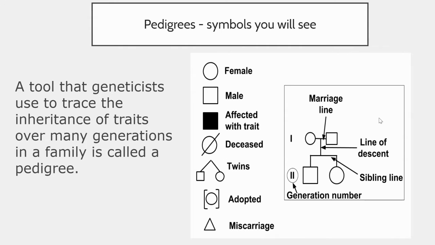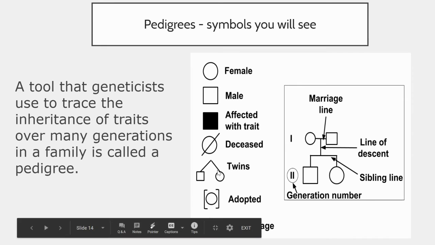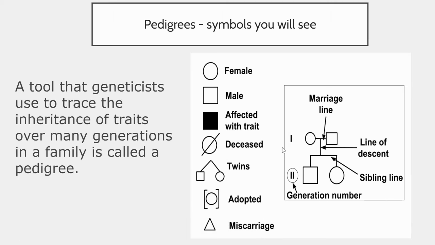If they have this kind of shape, this triangle shape-ish, they're twins. If they have brackets around them, they are adopted. And if it's a triangle, that means the child was miscarried. So there was a miscarriage. That could indicate that there was a genetic condition that would not allow that child to survive.